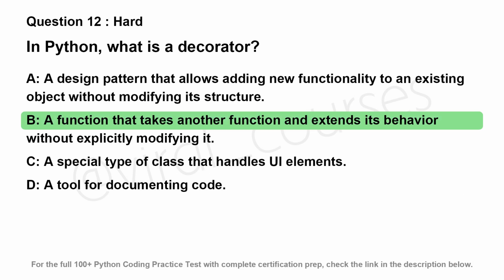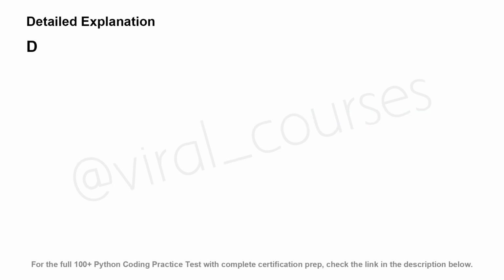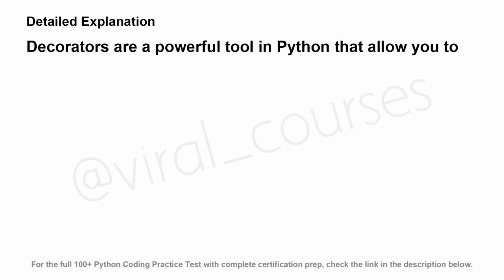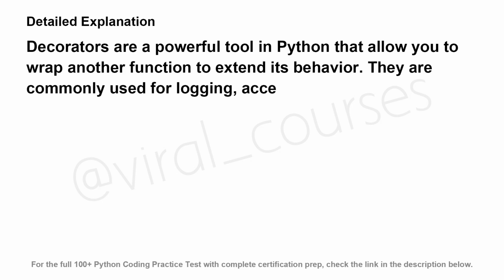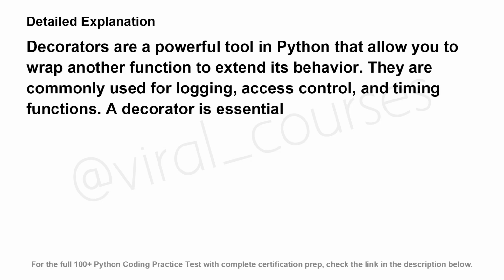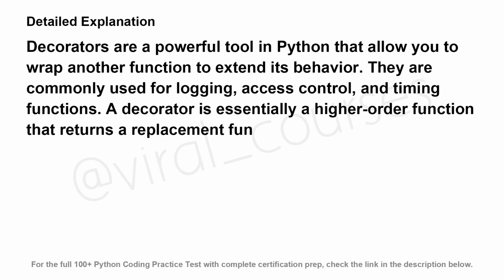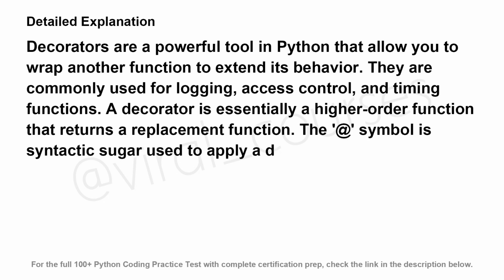The correct answer is B. Decorators are a powerful tool in Python that allow you to wrap another function to extend its behavior. They are commonly used for logging, access control, and timing functions. A decorator is essentially a higher-order function that returns a replacement function. The @ symbol is syntactic sugar used to apply a decorator to a function.